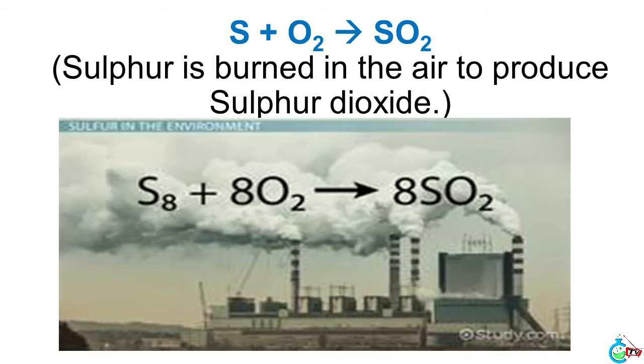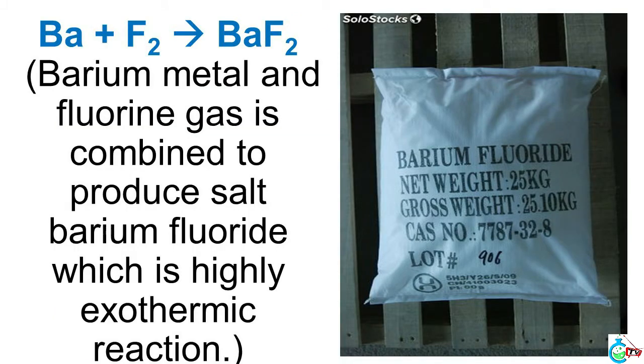S plus O2 yields SO2. Sulfur is burned in the air to produce sulfur dioxide. Ba plus F2 yields BaF2. Barium metal and fluorine gas are combined to produce the salt barium fluoride, which is a highly exothermic reaction.